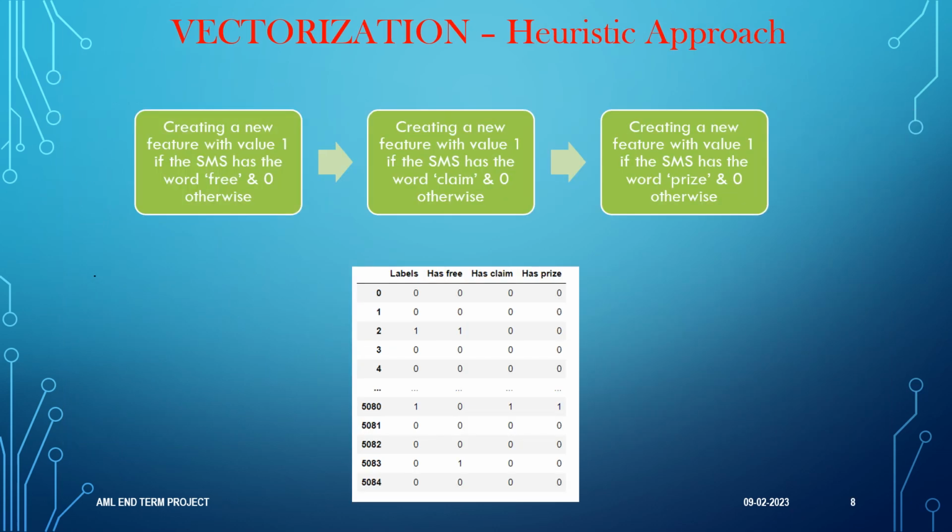In the fourth approach, we have created our own binary features based on occurrence of words. For this purpose, we have taken words like free, claim, and price, which are common spam indicators. If a corresponding message has this particular word, it is marked as 1, and otherwise 0.